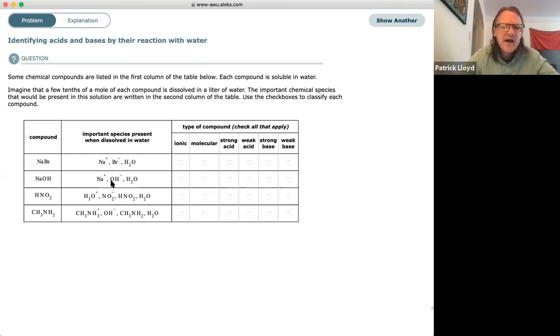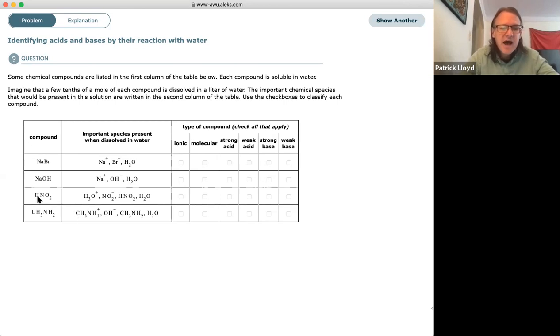Now, in fact, if you have a weak base, you're going to have a little bit of hydroxide in there. So it's a little tricky. Is this strong or weak? Well, again, I would recommend just memorize the strong acids, memorize the strong bases. Sodium hydroxide is a strong base. So there you go, strong base.